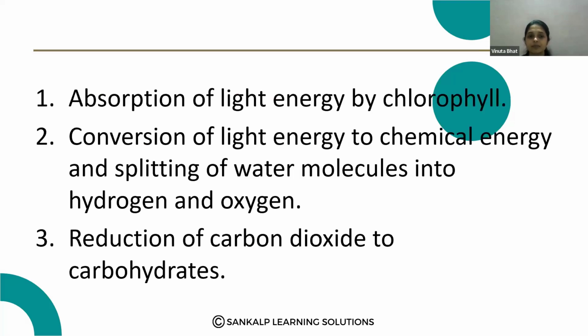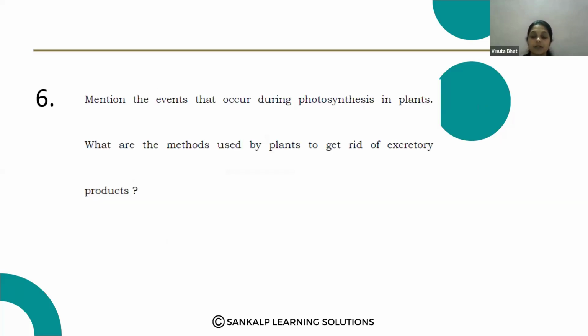Here, absorption of light energy by chlorophyll, conversion of light energy to chemical energy, and splitting of water molecules into hydrogen and oxygen, then reduction of carbon dioxide into carbohydrates. So we have already studied this. So these are the 3 steps involved in the events occurring in the photosynthesis of plants.